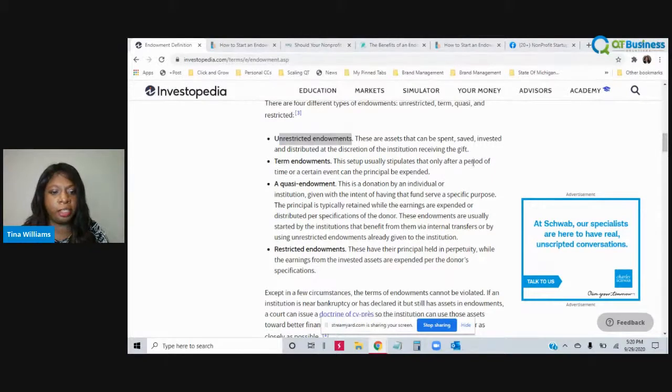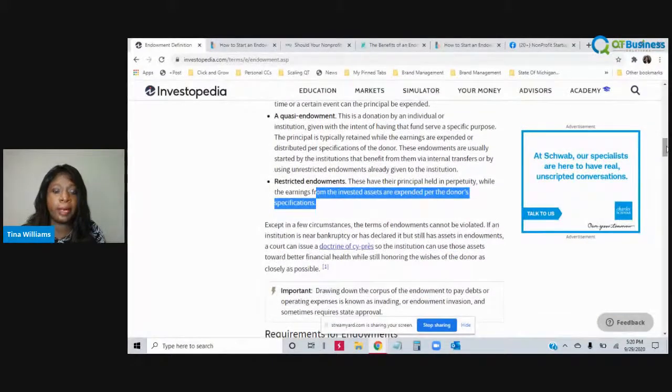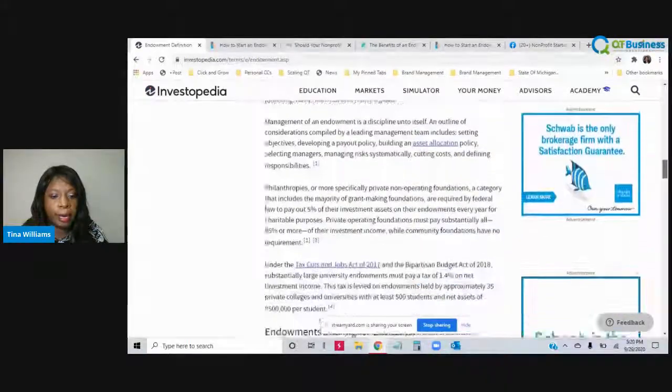And then you have restricted endowments. These have their principal held in perpetuity while the earnings from the investment assets are expended per the donor's specifications. So they'll give you the money and then they'll tell you that forever that money is going to go to your company, but you're only going to be able to get the earnings and the principal will always stay with you. So that is kind of what that is.